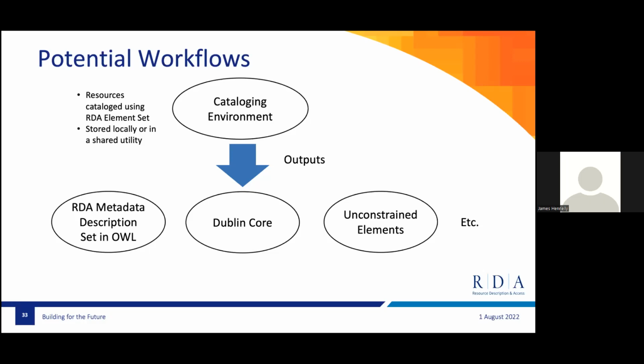Another application could come along and say, I really don't care about LRM, I don't need it, but I want that data. So it could be transformed into the unconstrained elements, and those unconstrained elements could be transformed further and further. Basically, I'm arguing for an environment where you catalog in RDA, and then your outputs are into whatever you want for your application. That could include something like BIBFRAME. It could include another application.